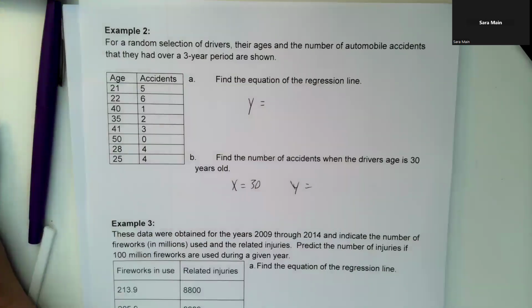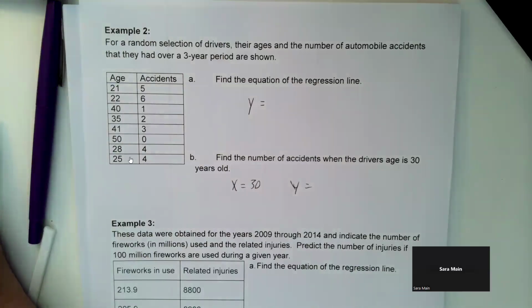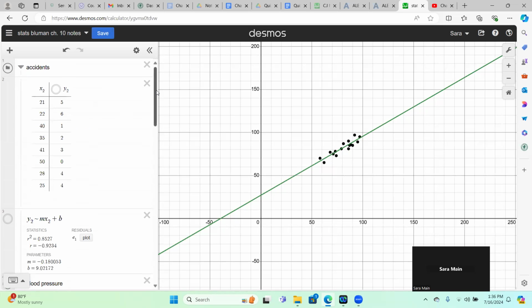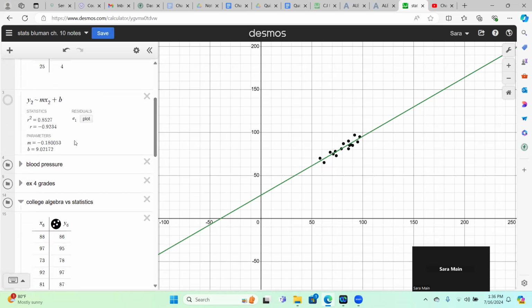So let's just go back to our Desmos from 10.1 here. I'm going up to the accidents tab, and I'm going down to the equation, and it says the slope rounded to 2 decimals is a negative 0.18, and the y-intercept is 9.0. So the equation is y equals negative 0.18x plus 9. And we want to know when x equals 30.